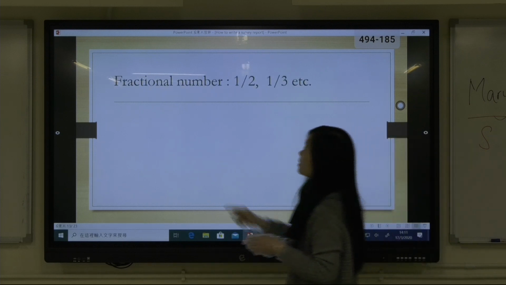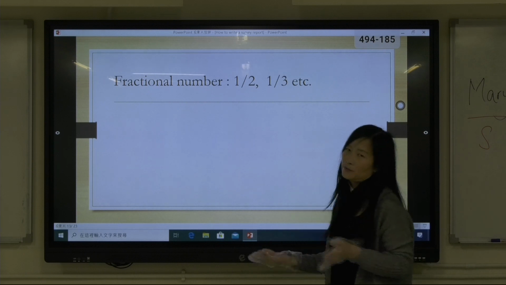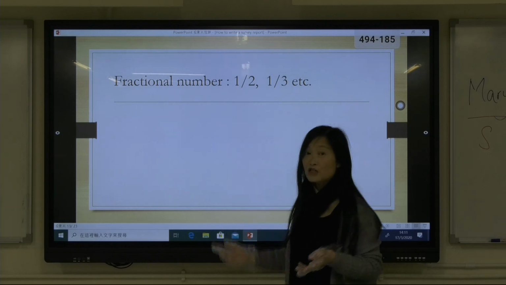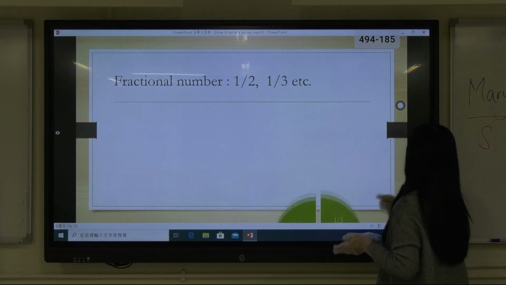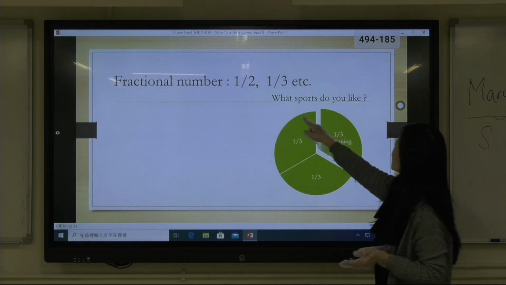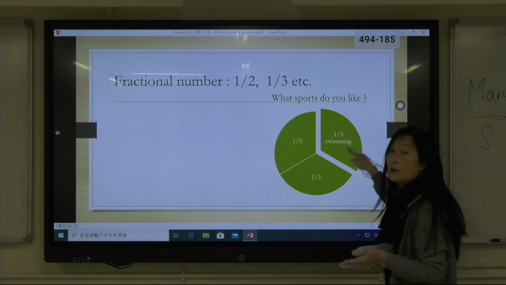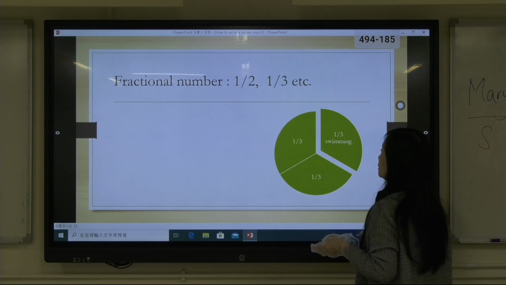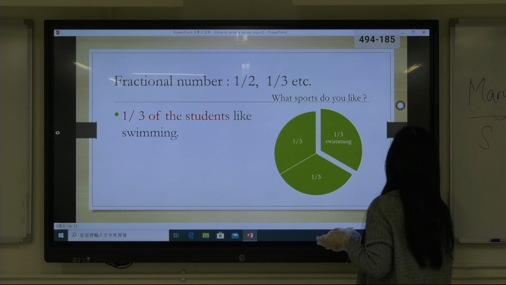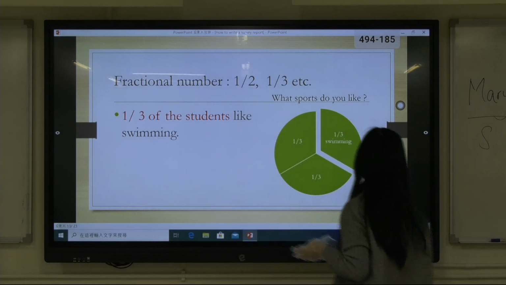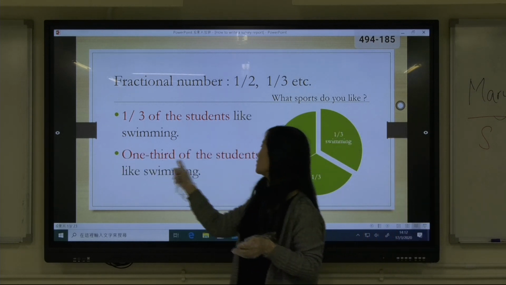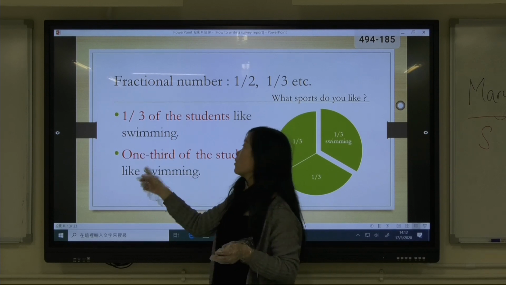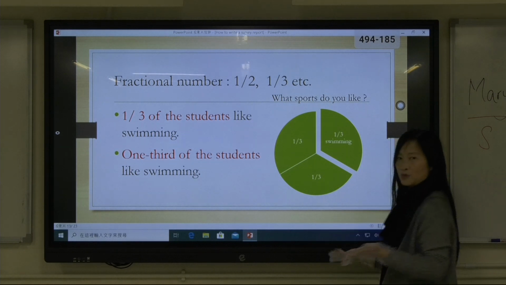So this is the third way, but we still got another way after that. That is, you can tell by fractional number. To put it simple, it's like this, half or 1/2 or 1/3, etc. So fractional number can also show the data to you. So this is now another example. What sports do you like? Okay, when we look at these, swimming. So many of them like swimming. So 1/3 of the students like swimming, or in English, 1/3 of the students like swimming. So you can just use some numbers, Arabic numbers, or tell it in English. 1/3 of the students like swimming. So this is how you can present your data.